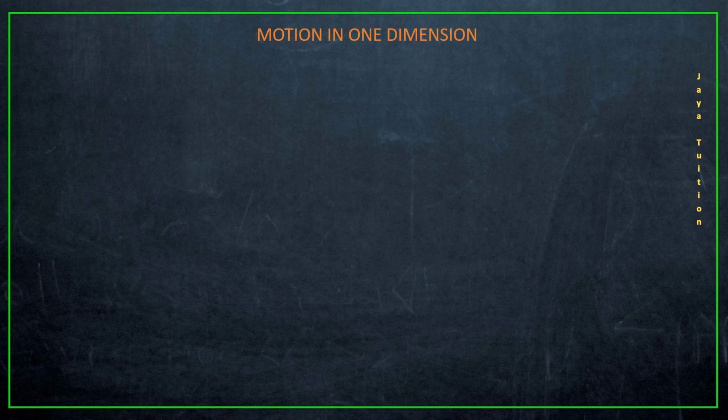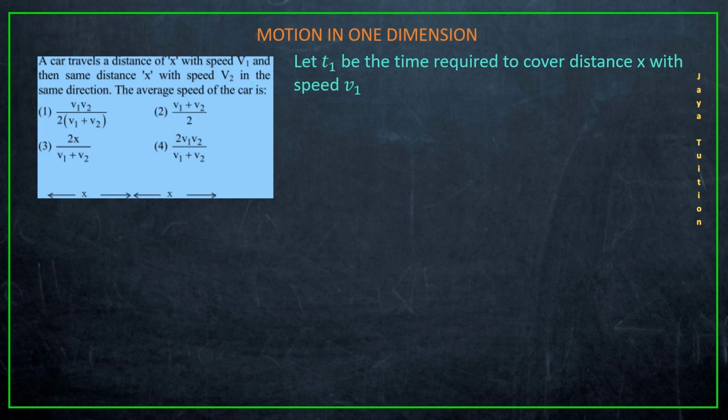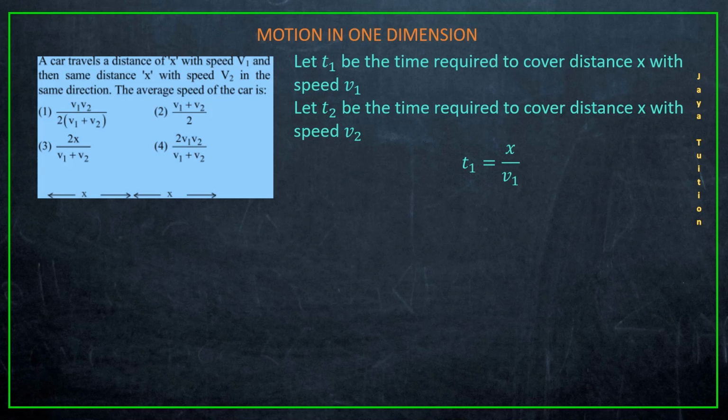In this question, it has been given that a car travels a distance x with speed v1 and the same distance x with speed v2. We are required to find the value of average speed. Let t1 be the time required to cover distance x with speed v1 and let t2 be the time required to cover the distance x with speed v2. So time t1 is equal to x by v1 and time t2 is equal to x divided by v2.